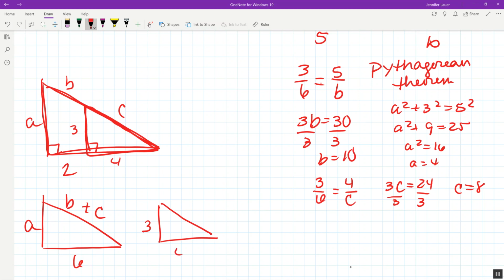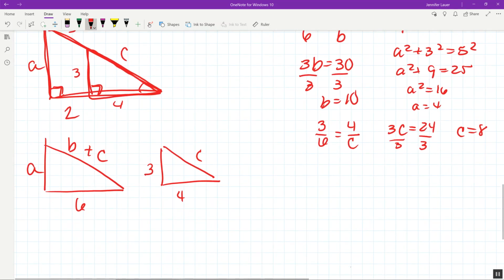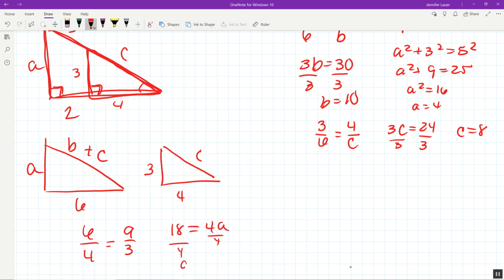Now, are these triangles similar? Well, they share a couple angles. They both have right angles. That's 2. They both share that angle. So that's another 2. So we know the third angle corresponds. So we can go ahead and do proportions. So let's try it again. So we're going to say 6 is to 4 as A is to 3, and we're going to cross multiply. And A is going to be 9 halves.